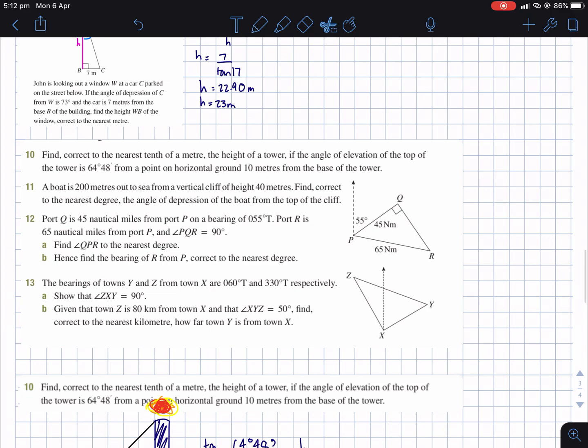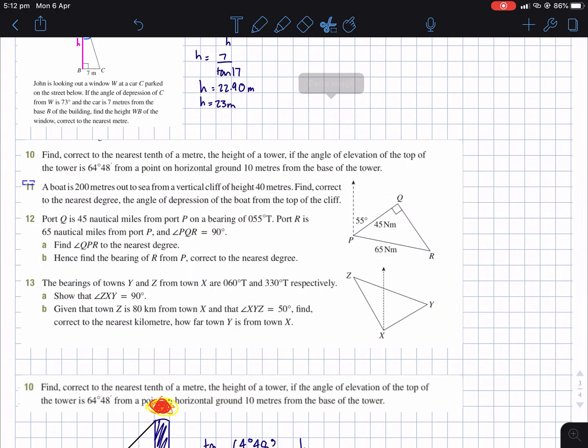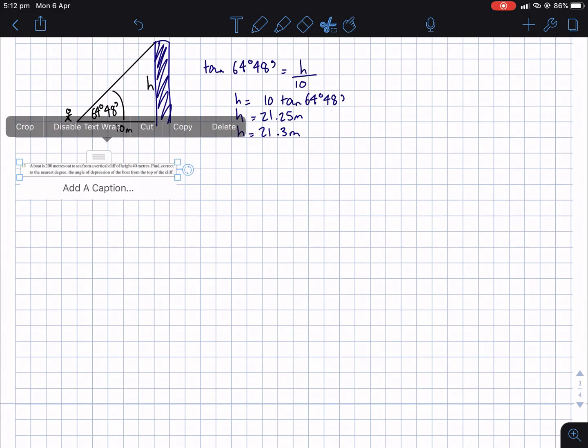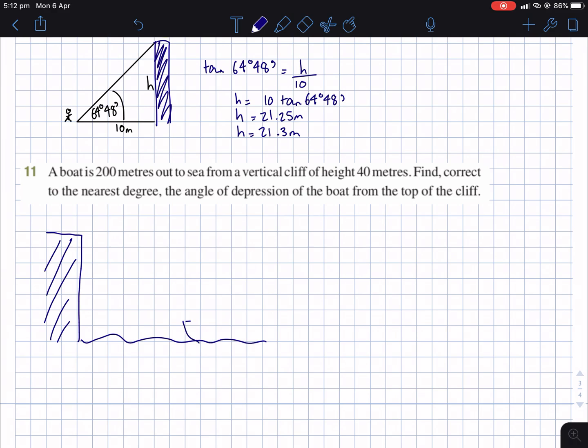Okay, question 11. Again, the hardest bit about 11 is drawing your diagram. So we have a cliff. We have some water. And we have a boat, yeah? And it's 200 meters out to sea. And the height of the cliff is 40. And we're trying to find the angle of depression of the boat.